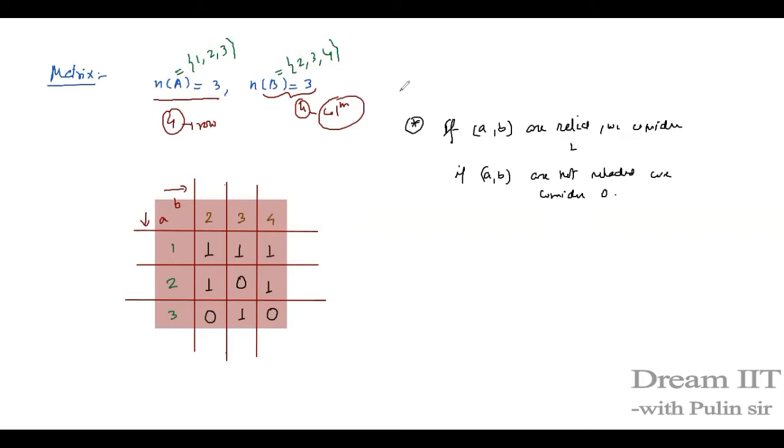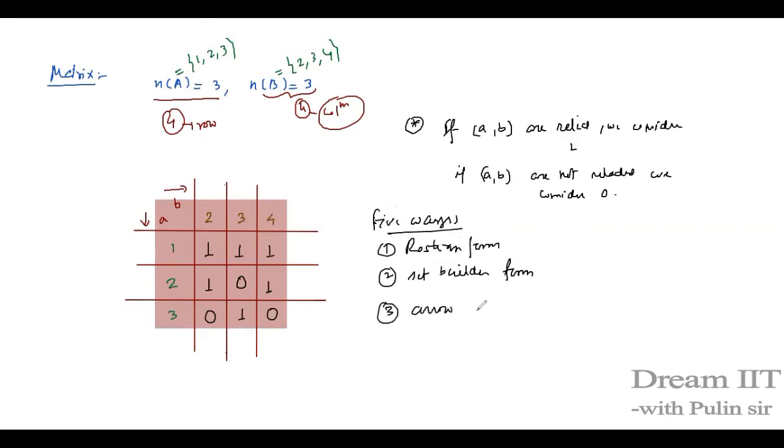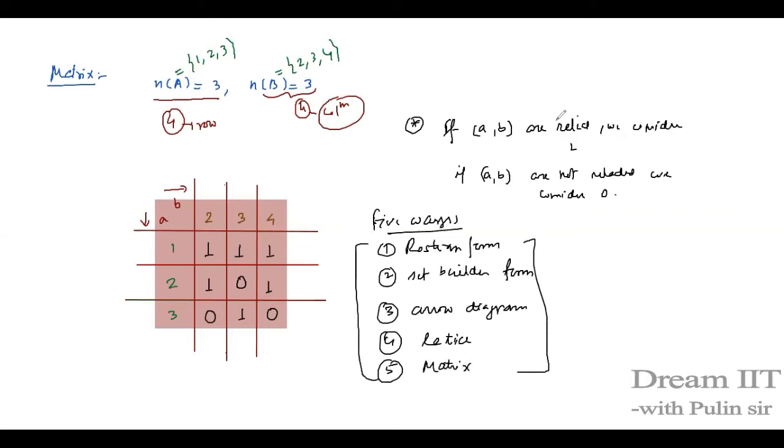Have you understood? So these are the 5 ways of representation, right? In total, you have 5 ways of representing a relation. One is the roster form. Two, the set builder form. Number three, from the diagrammatic approach, the arrow diagram. Number four, the lattice, or you can say the coordinate plane, and the last one is the matrix. So these 5 are the ways of representing a relation with the help of either algebraic expressions or diagrammatic expressions. Have you finished?